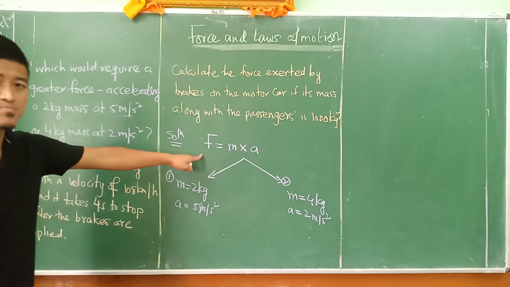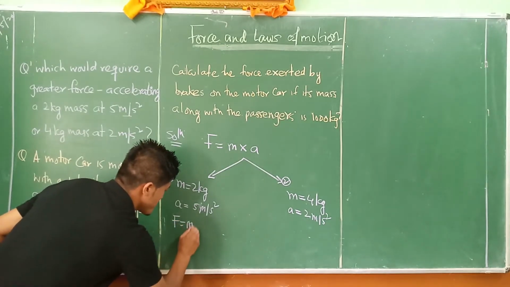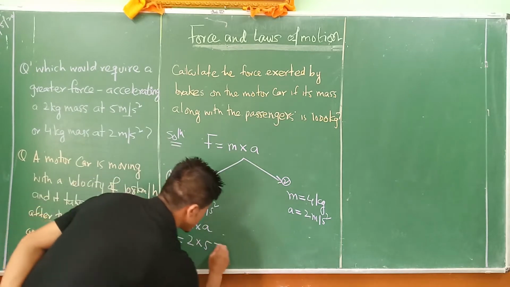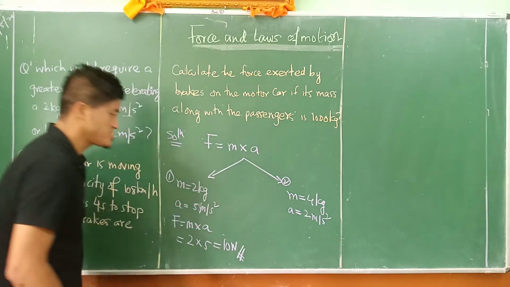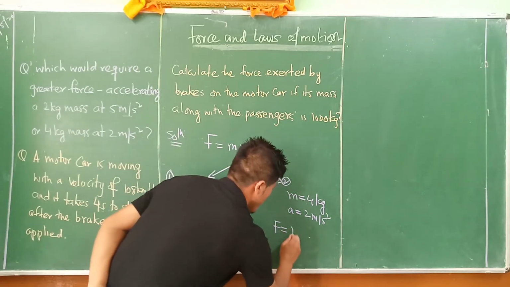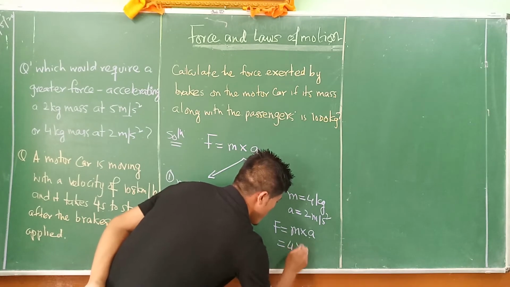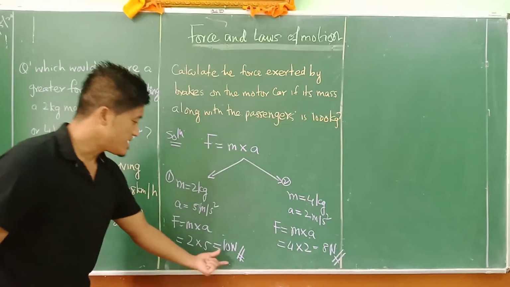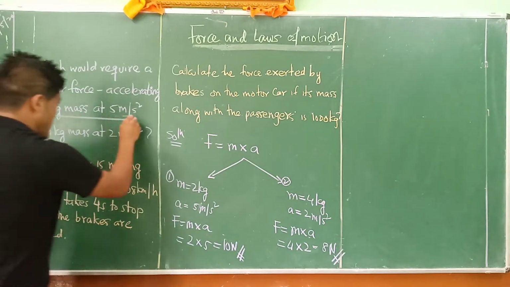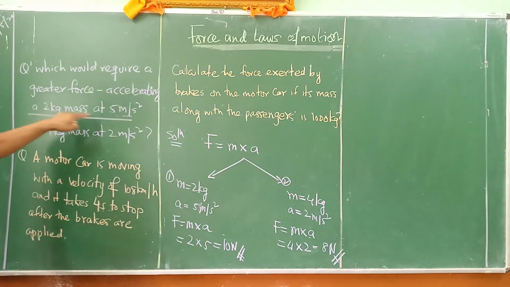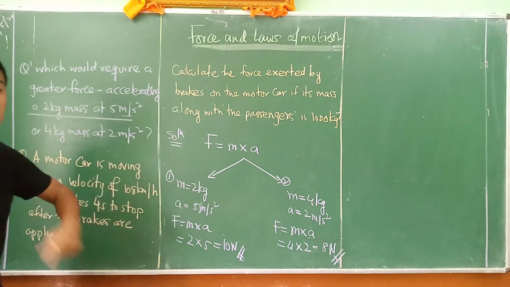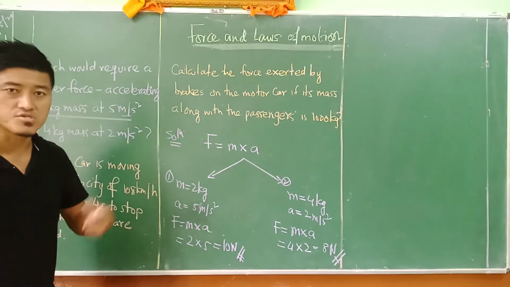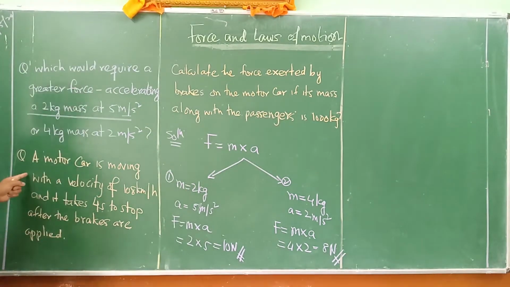Now use this simple formula: force is equal to mass into acceleration. Mass is 2 and acceleration is 5, which is equal to 10 Newton. That's your answer for force. And the second one, force is equal to m into a, 4 into 2 is equal to 8 Newton. Which one is more, 10 Newton or 8 Newton? 10 Newton is more. So the 2 kg mass at 5 meter per second square requires the greater force of 10 Newton. Okay, now let's go for the second one.